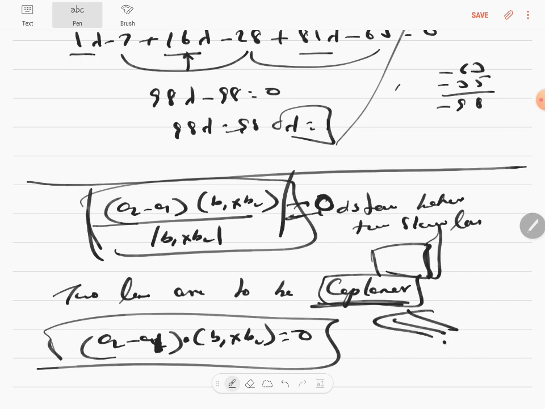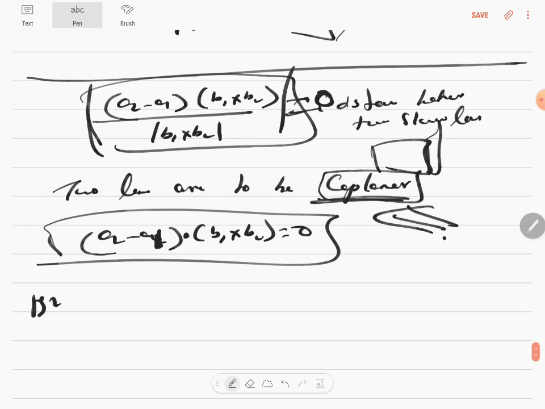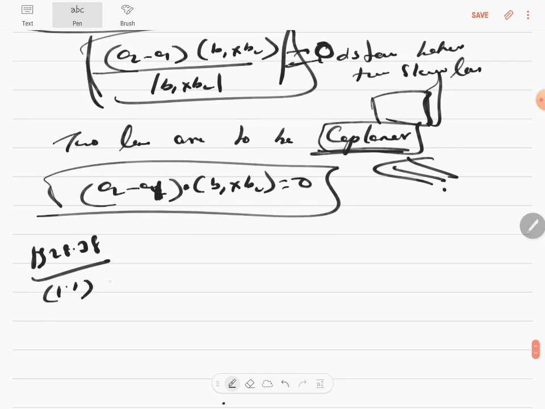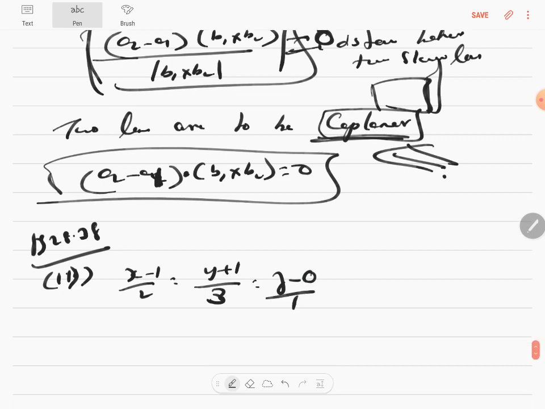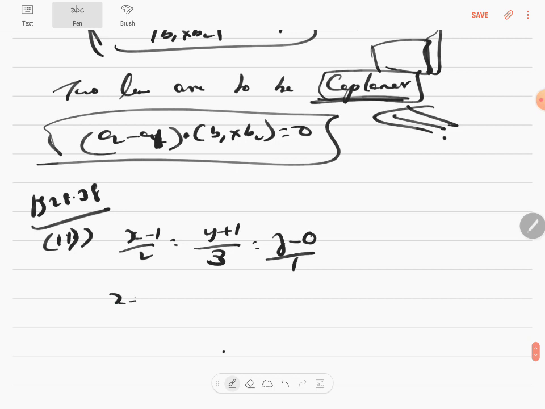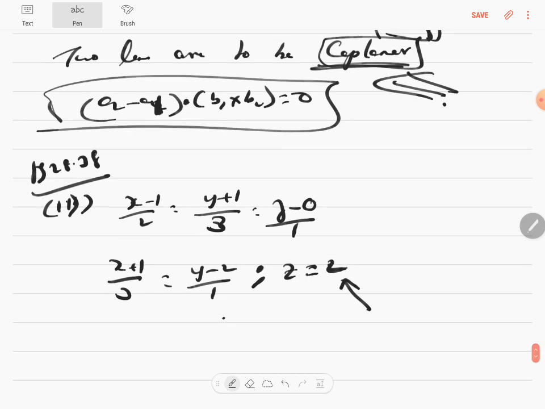Okay. So the next thing that I want to discuss is page number 28.38. This is a sum which is a board exam sum. Second sum, second subdivision. X minus 1 by 2 is equal to y plus 1 by 3 is equal to z. What is the meaning of z? It means z minus 0 by 1. You all know now. So that is fine. Next is x plus 1 by 3 is equal to y minus 2 by 1, colon, z is equal to 2. Here is where the danger is. They'll ask you this question with a colon symbol. When there's a colon symbol, it means it is z minus 2 by 0.